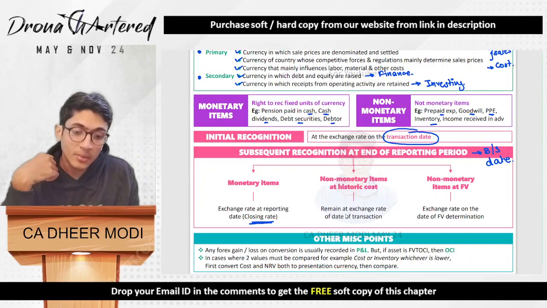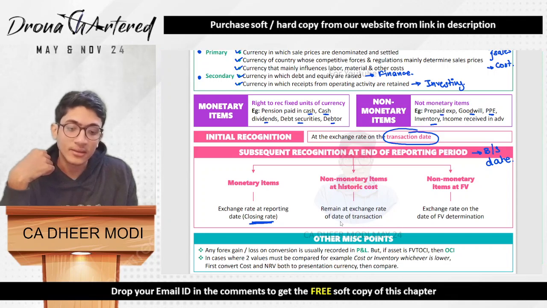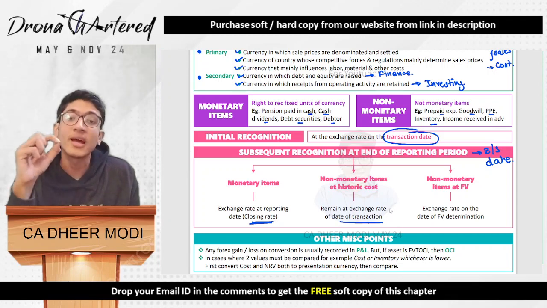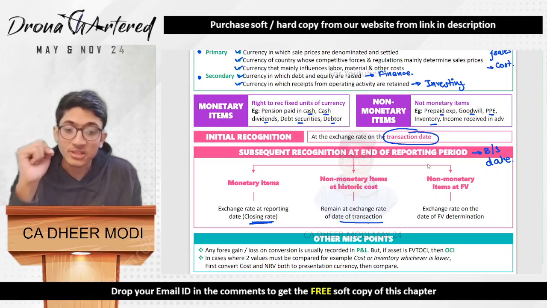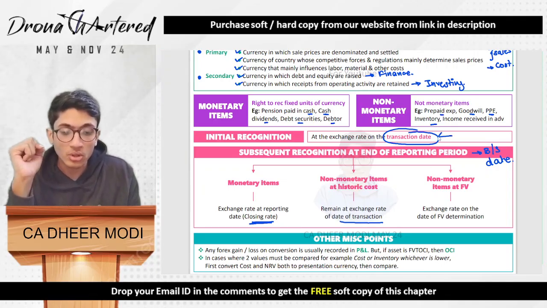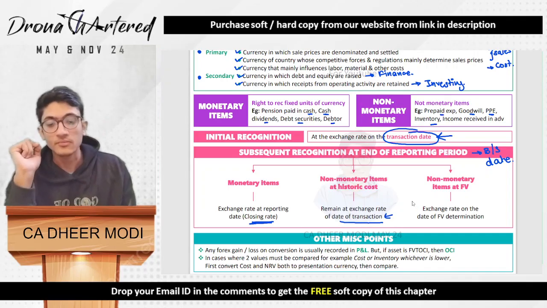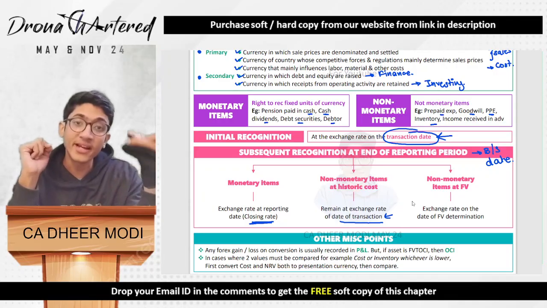So this will remain at the exchange rate of the date of transaction. That means for non-monetary items at historic cost, initial recognition and subsequent recognition are both the same, because this also talks about the transaction date and the rate on the date of transaction. Next is non-monetary items at fair value.